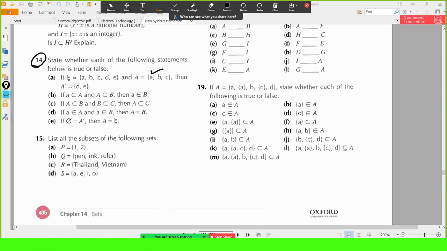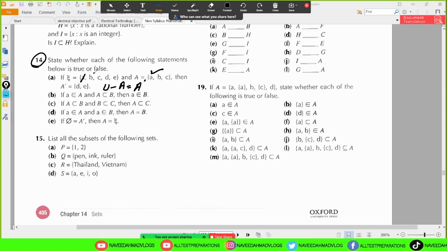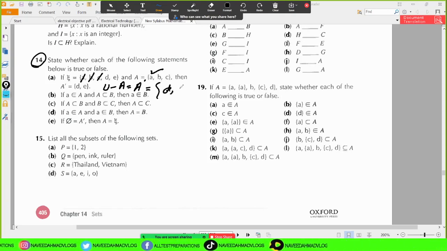Then A bar means U minus A, that is A bar. It means all elements of set U which are not elements of set A. So A is an element of set A, so you will deduct this. B is an element of set A, you will deduct this. C is an element of set A, you will deduct this. So your A bar will be equal to D, E. This is your A bar. So yes, this is true.